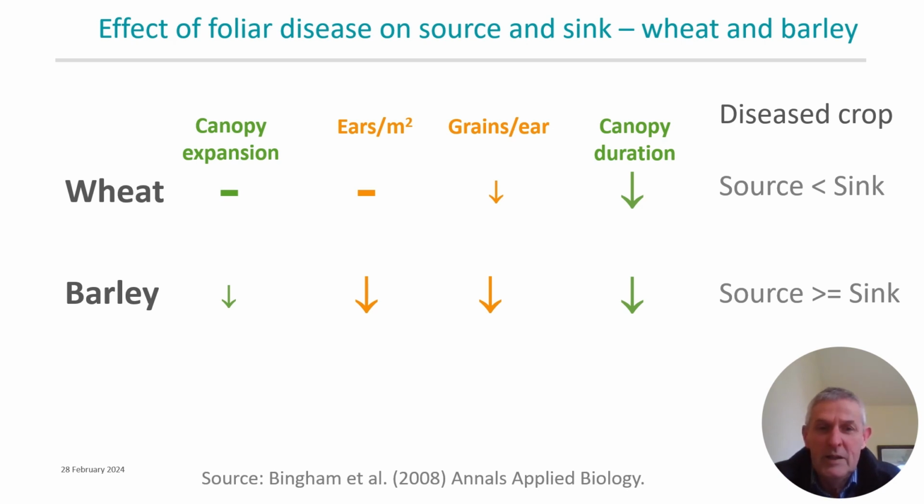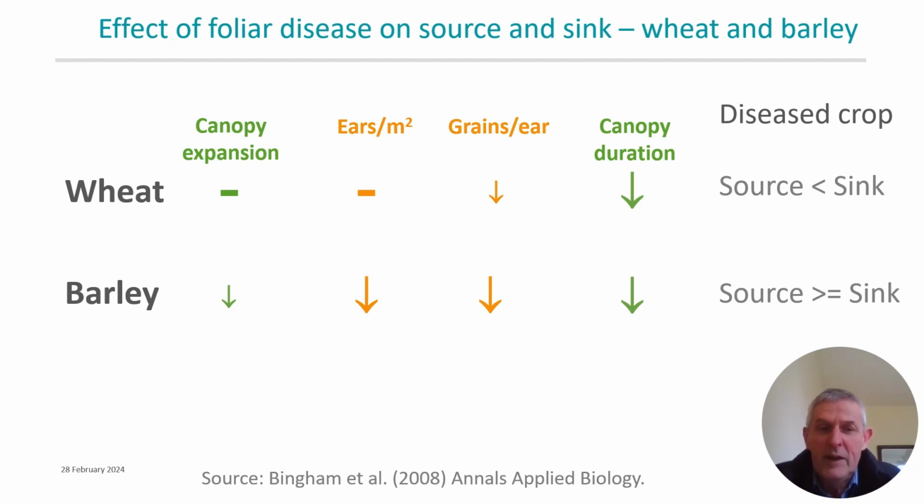In barley, the situation is almost the reverse. So we do see small effects on canopy expansion, but we typically see quite big effects of foliar disease on ears per metre squared and grains per ear. And even quite small amounts of disease can cause quite big effects on those sink components. And sometimes we even see an effect of fungicide increasing those sink components even when there's no visible disease in the crop, although that effect is quite hard to predict. And we also see an effect of foliar disease on canopy duration.